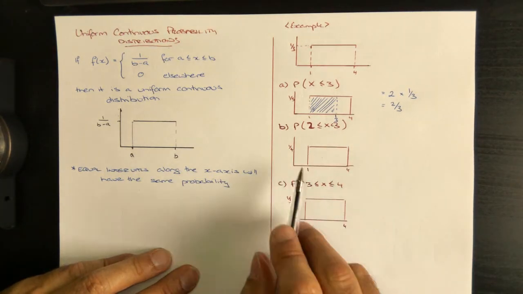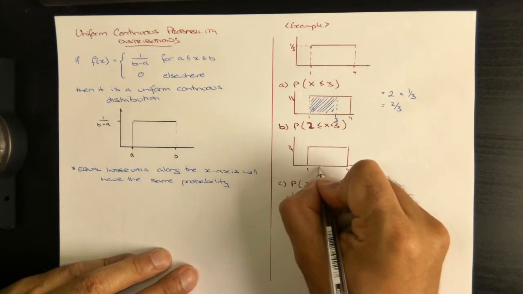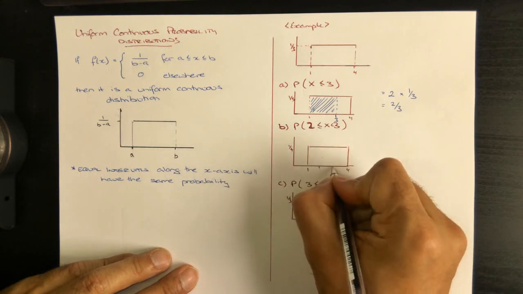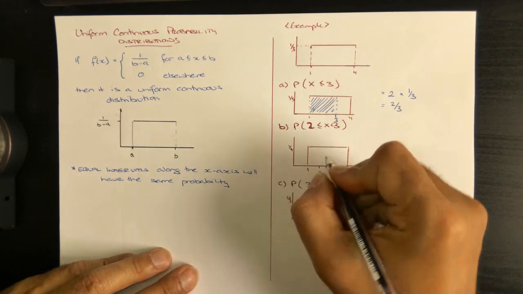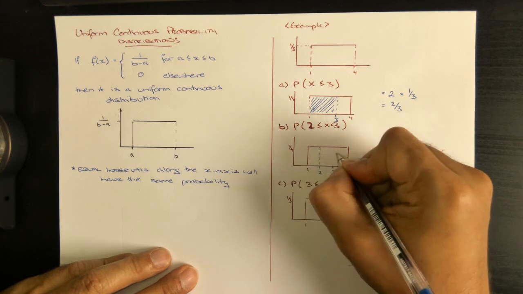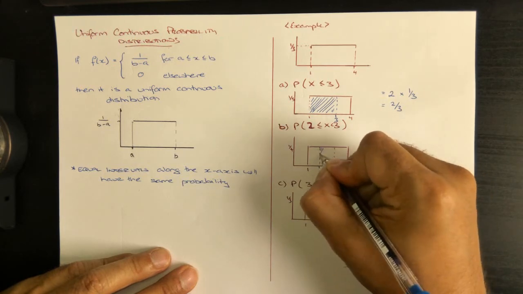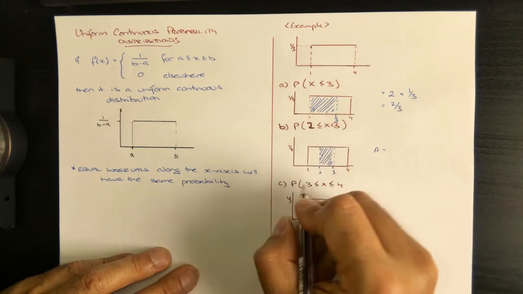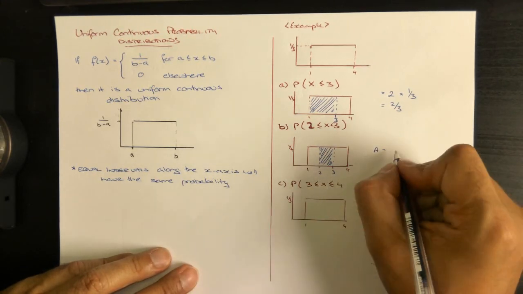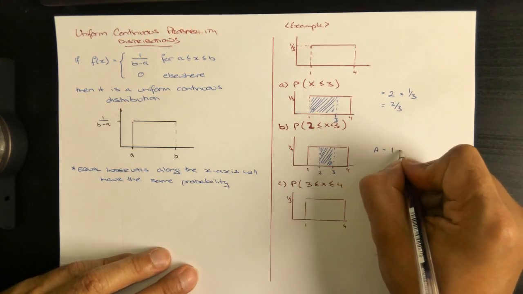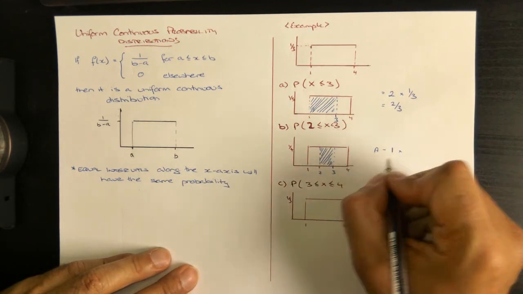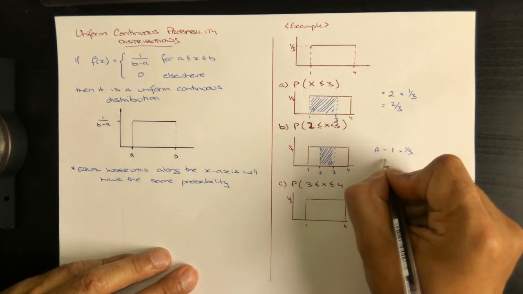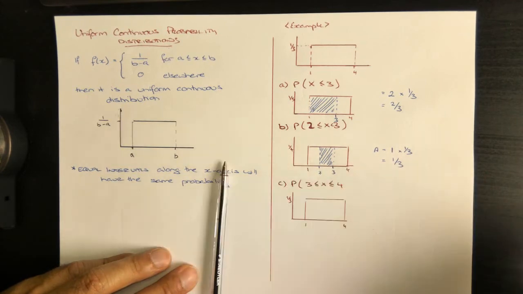If I want it between 2 and 3, let's say that was 2 and that was 3, well, the area is length times width. Here we've got a length of 1 and a height of a third. So the probability would be a third.